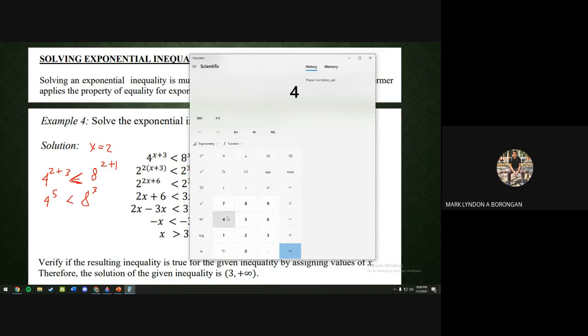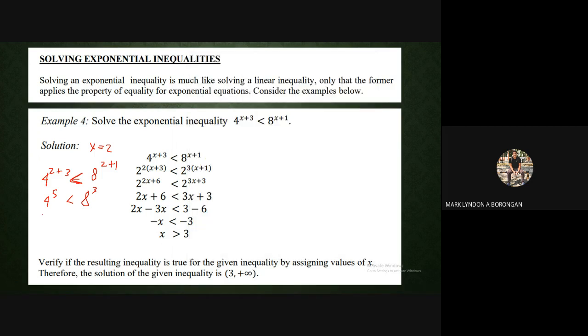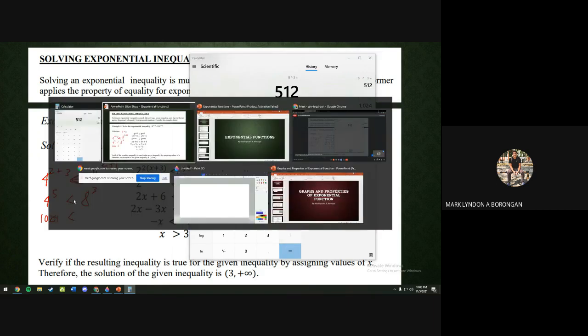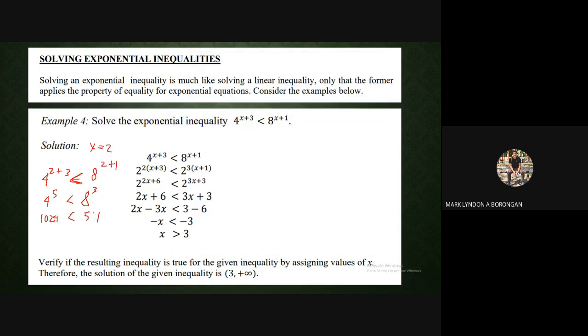So, we have 4 to the power of 5, which is 1024. And then we want to clear 8 cubed. 8 cubed is just 512. So, the statement is not true. Right? It's not true. That's the last one.